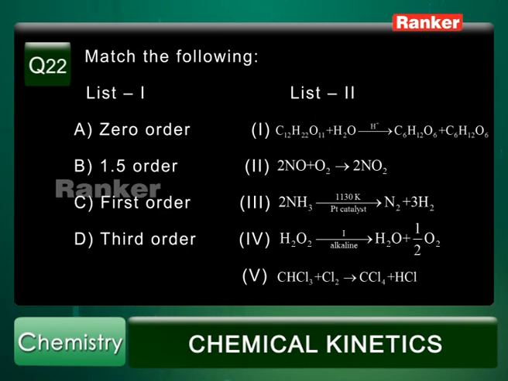Now, the very well known first order reaction among these is the decomposition of hydrogen peroxide. Decomposition of hydrogen peroxide is a first order reaction. So, C should be matched with 4, and then the reaction with 1.5 order, that is B, should be matched with the reaction of chloroform with chlorine. It is a 1.5 order reaction, and then the third order reaction among them is NO reacting with oxygen to give NO2.